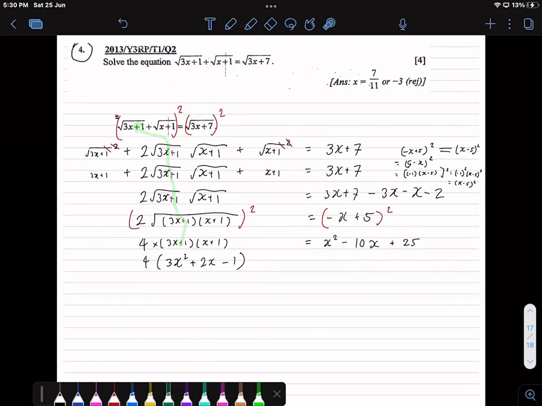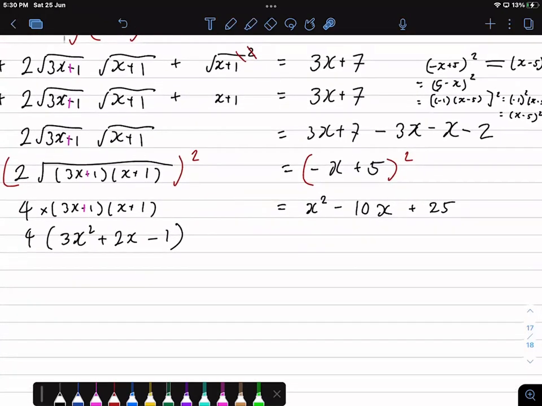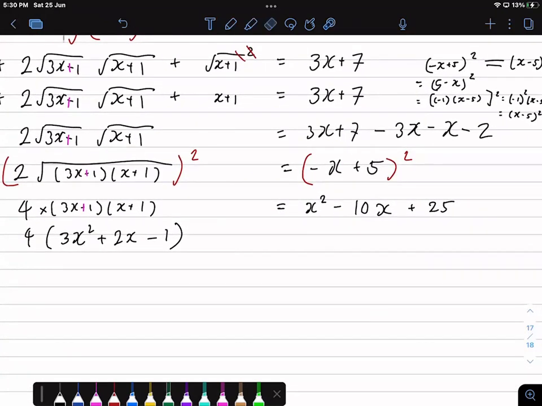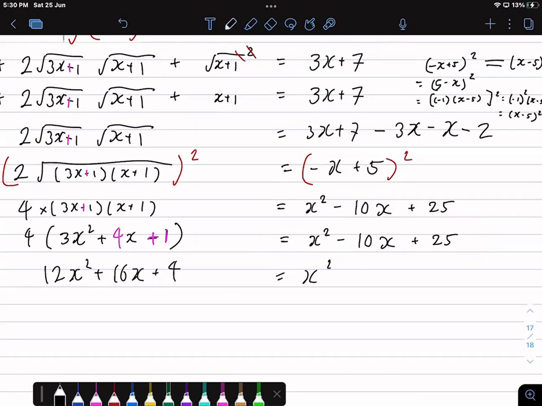Okay. Yeah, just redo. So this one will become 3x squared plus 1 plus 3 is a plus 4x, and then 1 times 1 is a positive 1. Okay, then equals to 3x equals to x squared minus 10x plus 25. Okay, then you expand 12x squared plus 16x plus 4 equals to x squared minus 10x plus 25. Bring everything to the right side. Right hand side is 0.